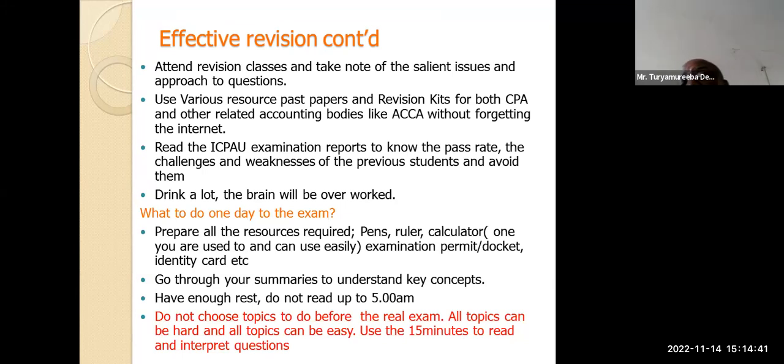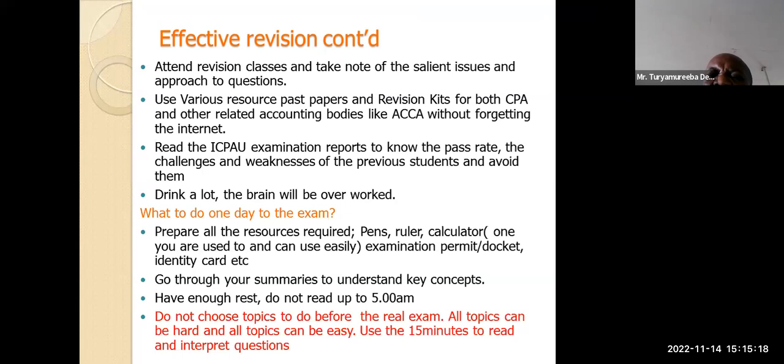I want to tell you, dear participants, what to do one day to the exam. Time will keep closing in, and you will find you are one day to the exam. Prepare all resources required: pens, rulers, calculators. Use the calculator that you are used to, like I told you. Don't just start borrowing when you don't know how to use its functions. Have your permission docket, examination docket, have your identity card, have everything sorted.